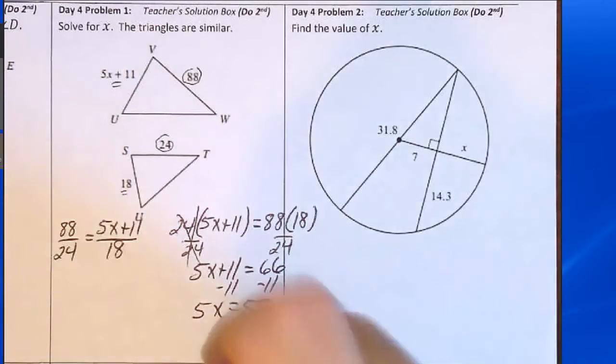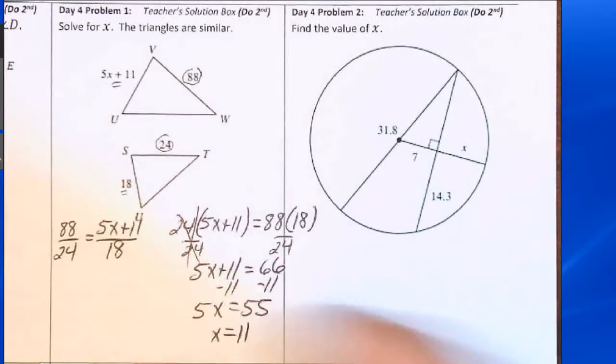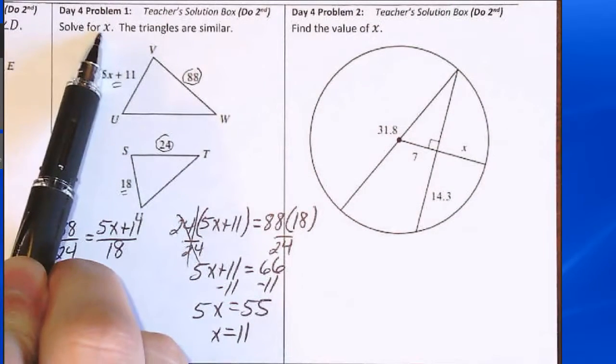Then subtract 11 from both sides, and we get 5x equals 55. Divide both sides by 5, and x equals 11. And that's what we were asked to figure out.